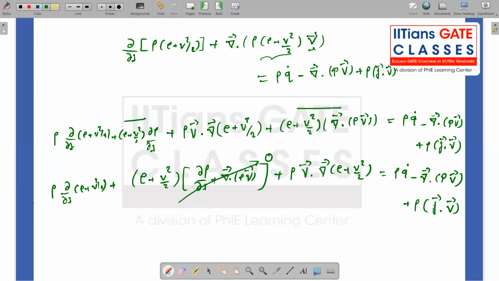So now if I take the density field common, rho common, that leaves me ∂/∂t of (e + v²/2) plus v · grad of (e + v²/2) equal to RHS. So this is nothing but the total derivative.